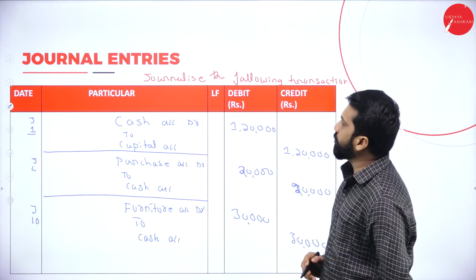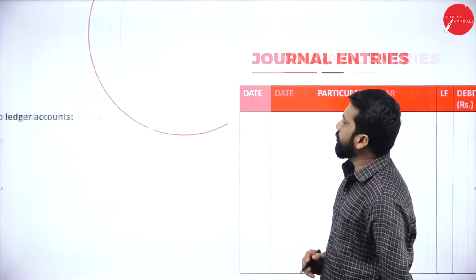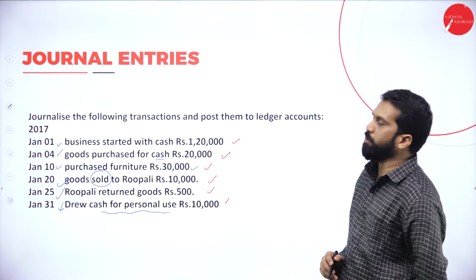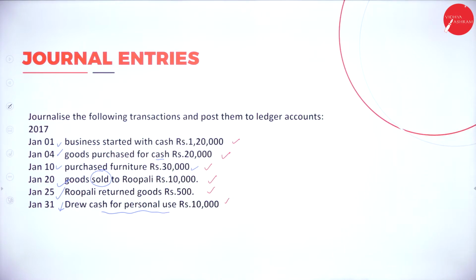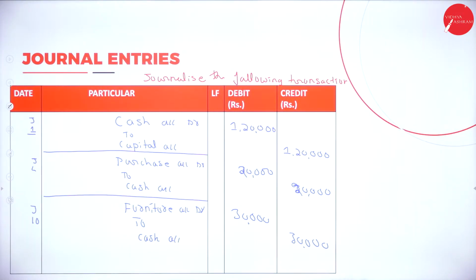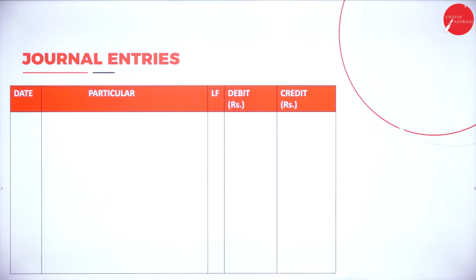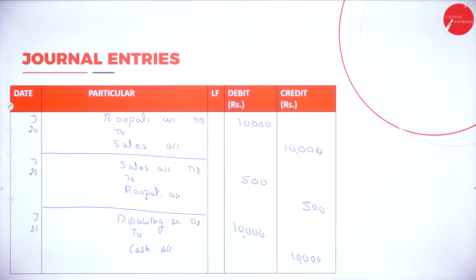This is all about your journal entry. If you want, you can take a screenshot so that it will be easy for you. The first will be your question. Second one, answer for the first three. So this is your answer for next three.